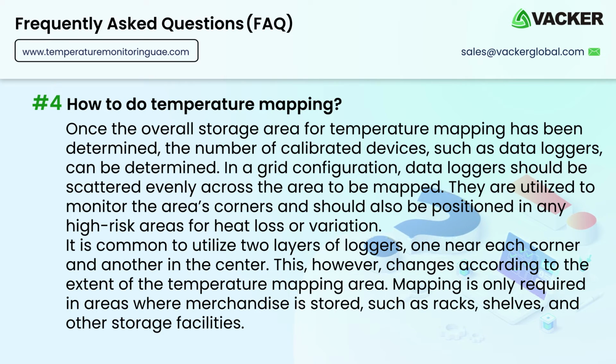or variation. It is common to utilize 2 layers of loggers, one near each corner and another in the center. This, however, changes according to the extent of the temperature mapping area. Mapping is only required in areas where merchandise is stored, such as racks, shelves, and other storage facilities.